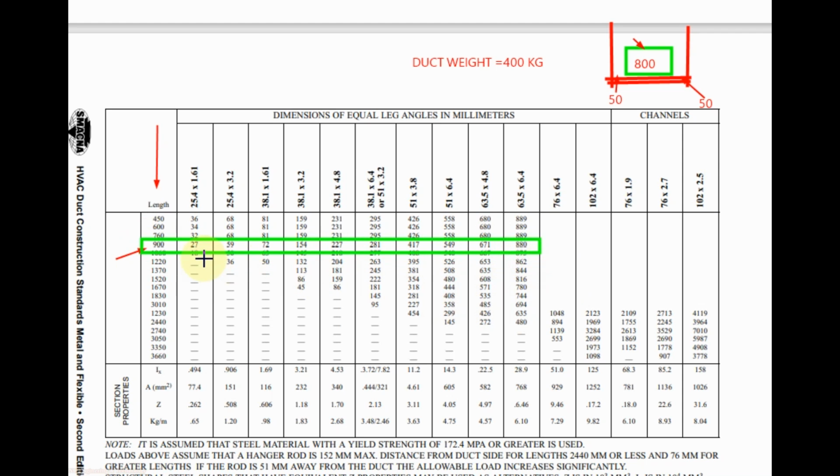Then in this row we will find the weight. Suppose we have this duct weight 400 kilograms, so we will search 400 kilogram, 281, this is less than 400, then 417. Now we will select this 417 column. So for this duct support we have selected the angle of size 51 by 3.8 millimeter.